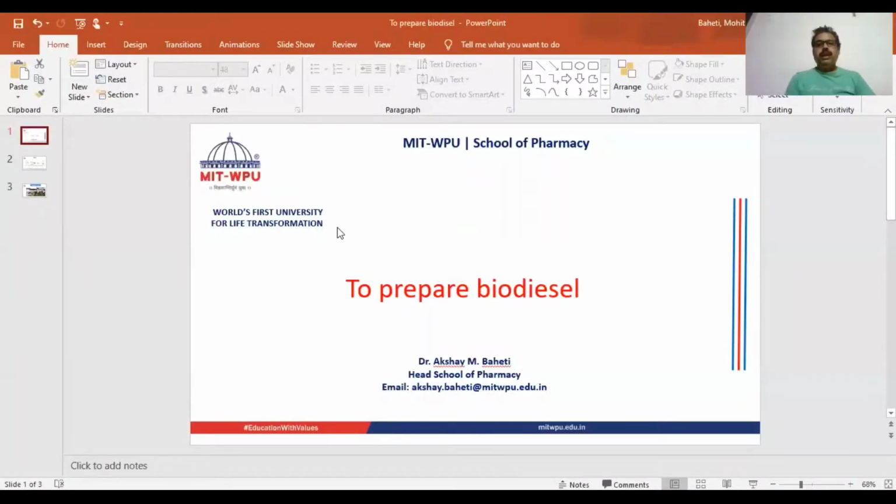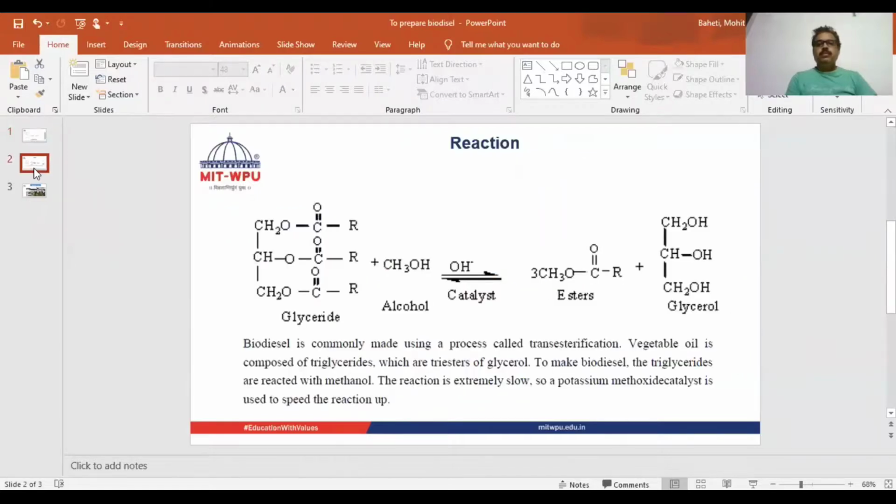Today's practical is to prepare biodiesel. Biodiesel is commonly made using a process called transesterification. Vegetable oil is composed of triglycerides, which is a triester of glycerol. To make biodiesel, the triglycerides are reacted with methanol. The reaction is extremely slow, and so we need to add a catalyst in it.